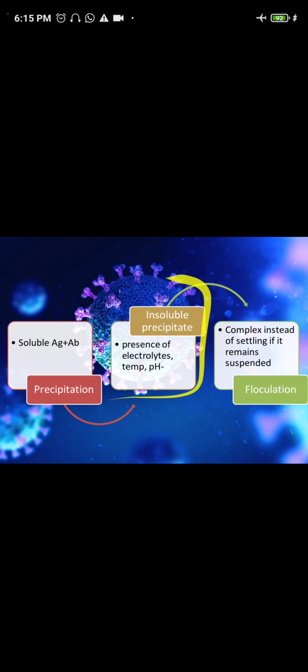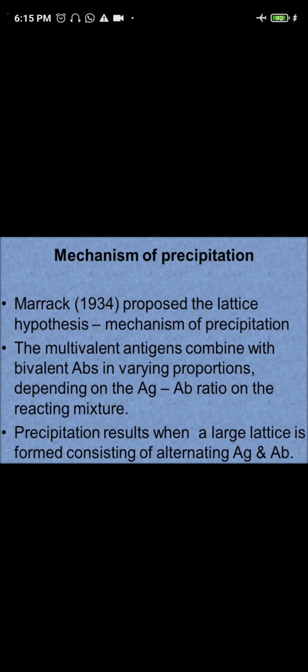Now this entire thing, whatever I told you: if the complex precipitates, if instead of settling it remains suspended in the entire solution, it is called flocculation. Generally when you do your slide test, you get flocculation, and when you do your gel diffusion test, you get precipitation reactions. Now what is a precipitation reaction?